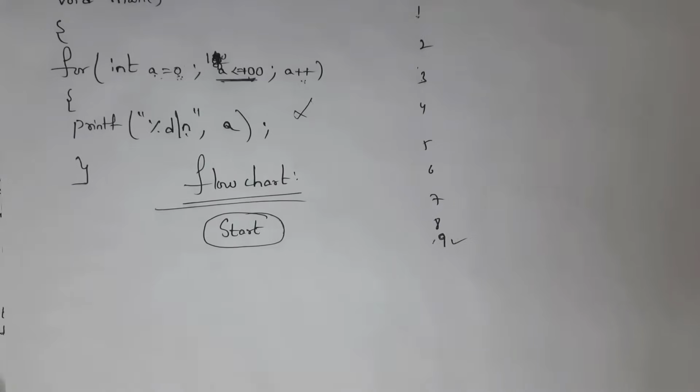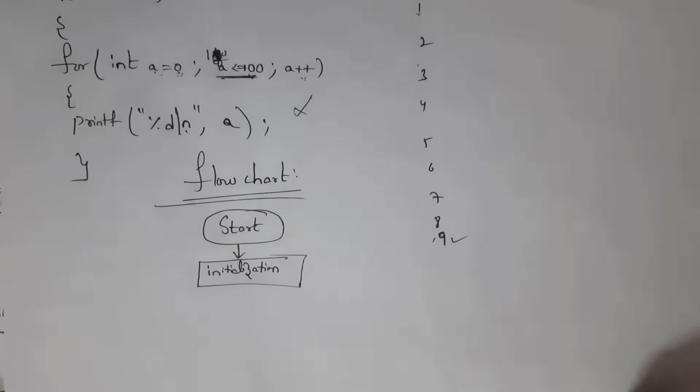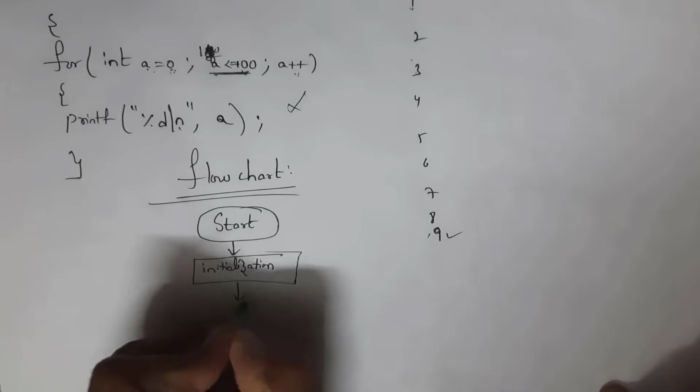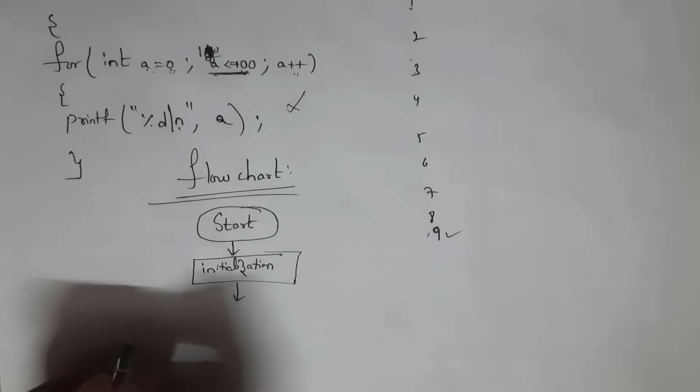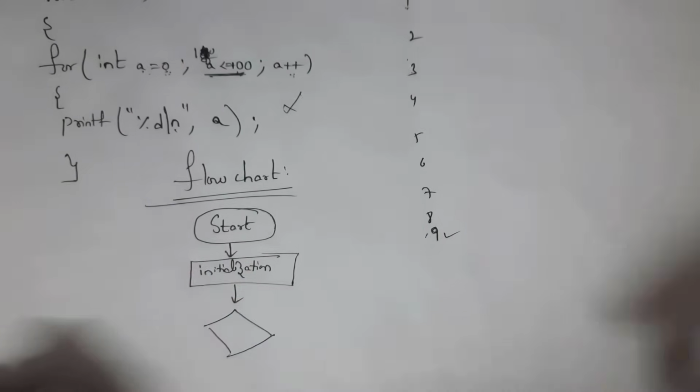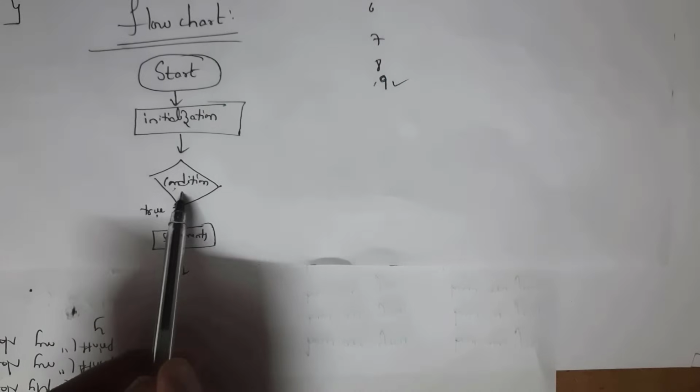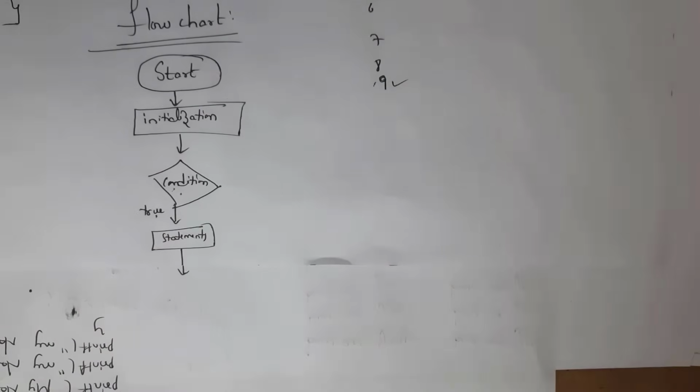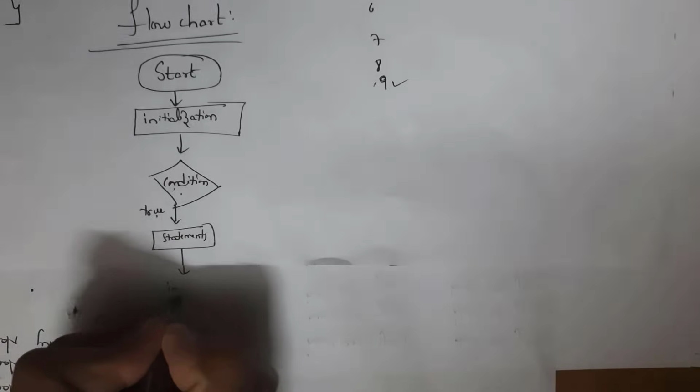At first you need to write start. After that you need to initialize a value to a variable, so you need to write initialization in a rectangle. After that you need to give the condition. I already said before, you need to give the condition in a rhombus. Until the given condition is satisfied, statements will be printed. Whenever it prints statements, it will increment values. So write here the increment or decrement operator in a rectangle.